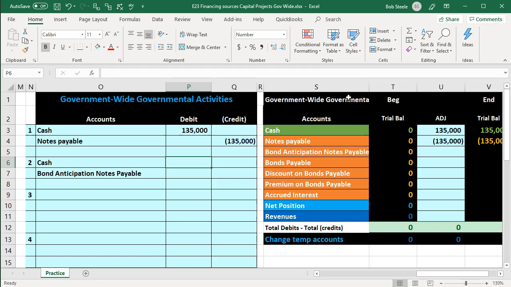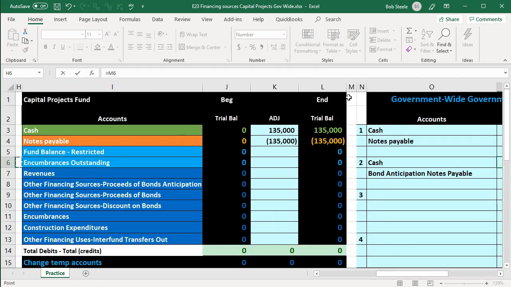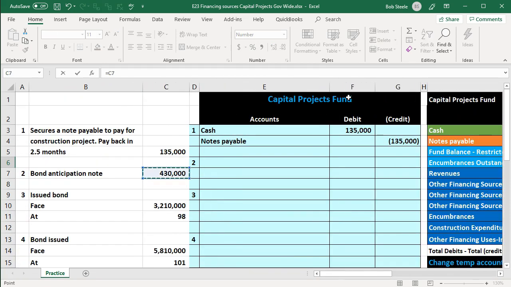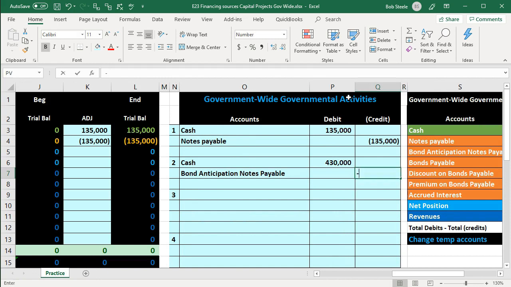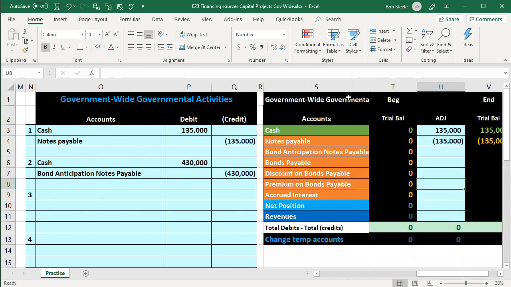The amounts then are going to be equal to the $430,000 debit and the credit. And so this means we basically expect we're going to issue bonds shortly. We need financing now. Therefore, we're going to take out the bond anticipation note until we get the financing from the bonds. So we're going to say, all right, there's going to be the debit and the credit.